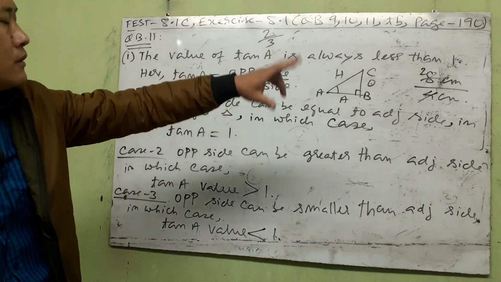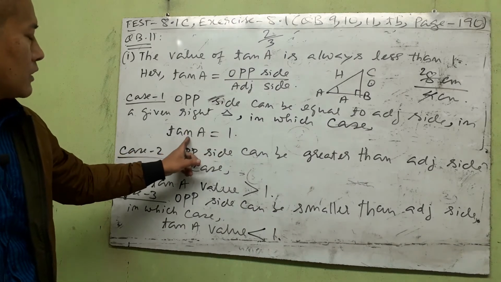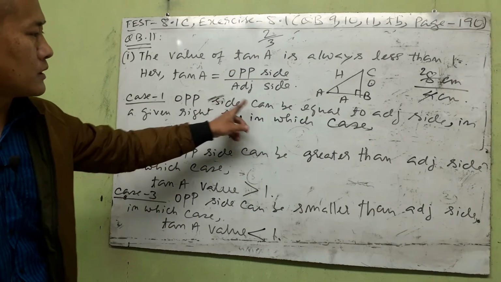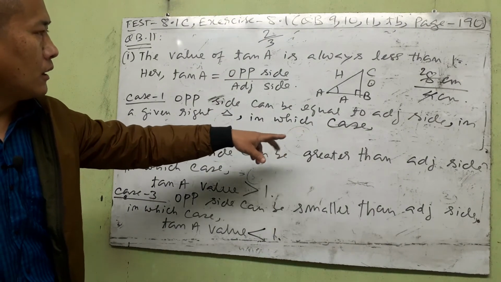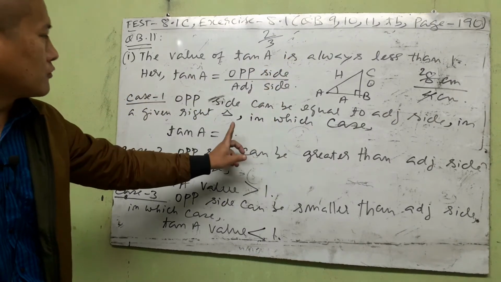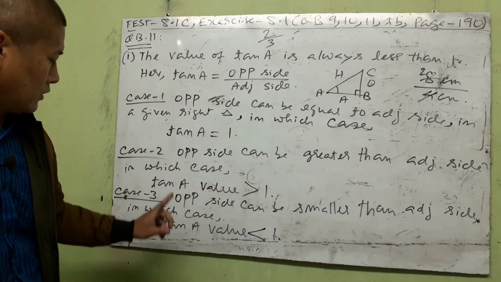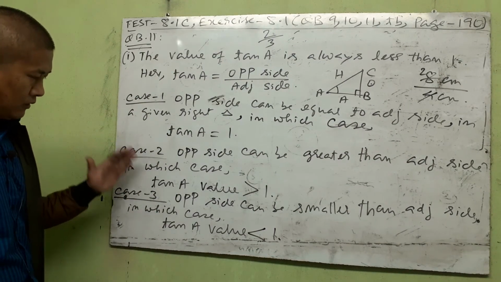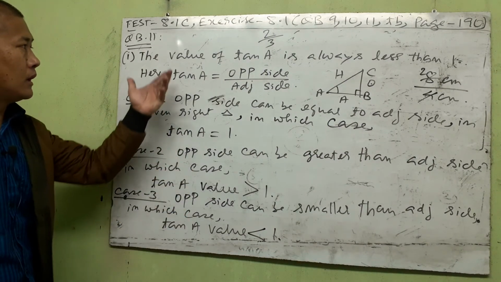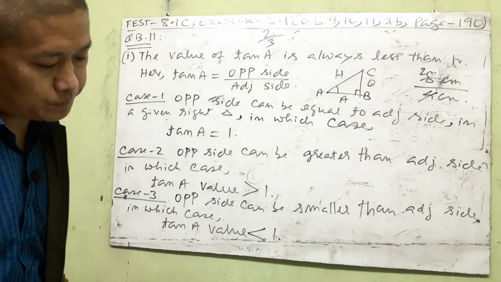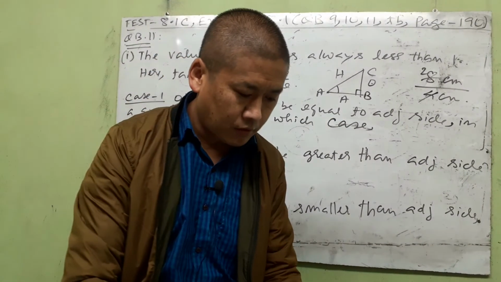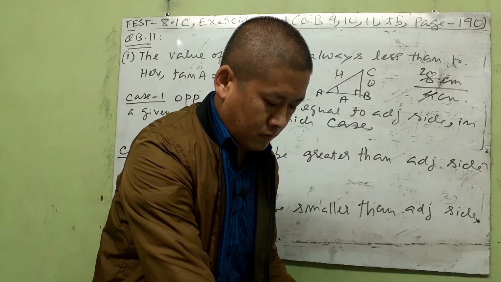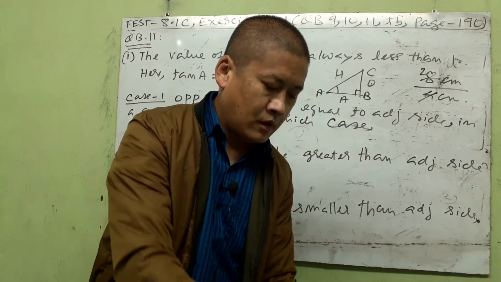So "always less than 1" is not true from case 1. See, in case 1, tan A value is 1, when the opposite side equals the adjacent side. So they're saying always less than 1 is not true from case 1 and case 2. Only in case 3 it holds, so in all cases it's not like that. So this statement is false. Then we can see that in your textbook.